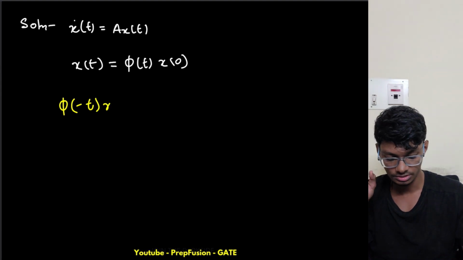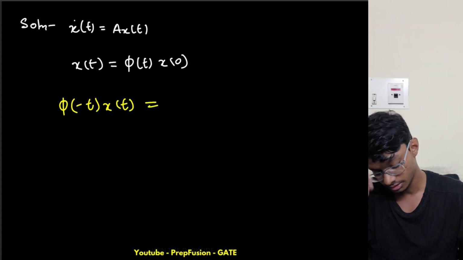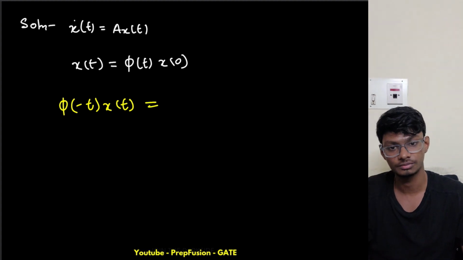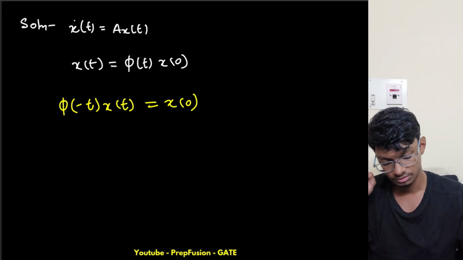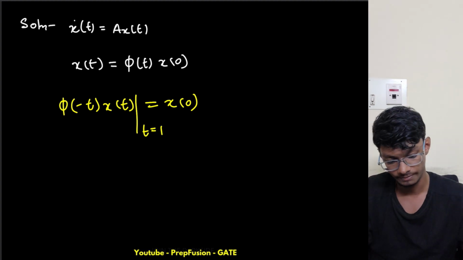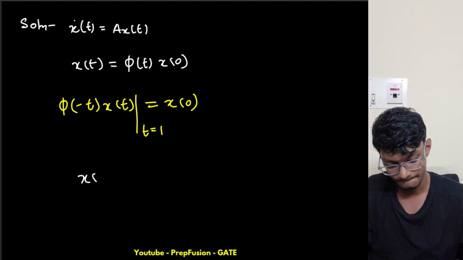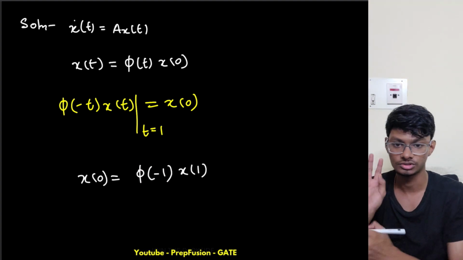Phi of minus t is simply equal to x of t. Using the previous property, x of t into x of 0. Here I will put t equals 1, so I will get my x of 0. X of 0 will be equal to phi of minus 1 into x of 1 basically. So this will be my x of 0.